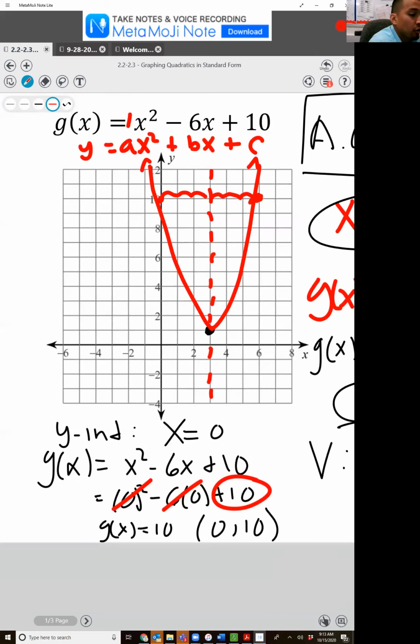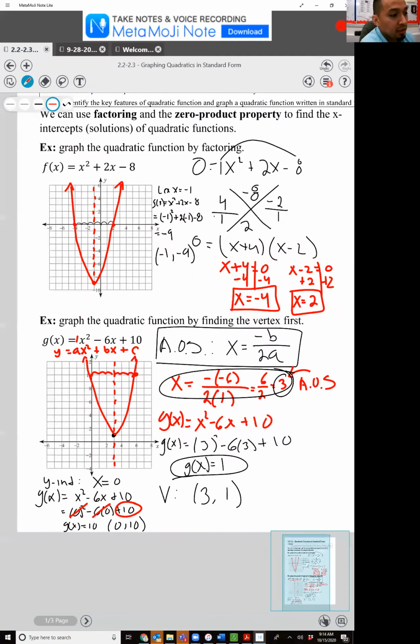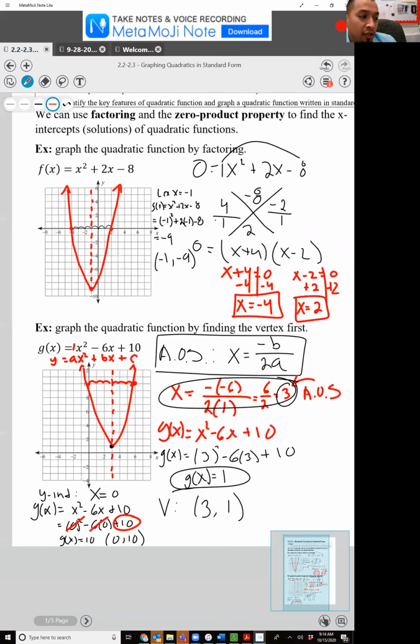So 2 ways you could graph this. If it's in standard form and it's factorable, you can go ahead and find the zeros, the x-intercepts, graph that, find your vertex automatically, or find your vertex manually. Or if it's not factorable, you can use the x equals negative b over 2a to find your vertex and then find a convenient point. So those are the 2 ways you're going to have when you're graphing a quadratic function in standard form.